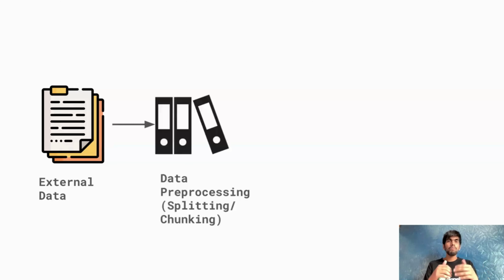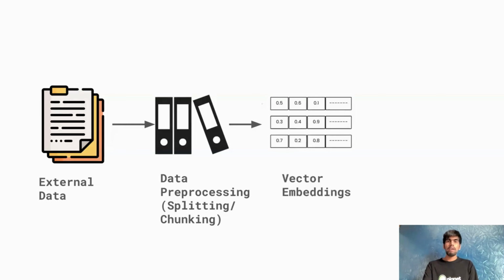This is where we need to do data pre-processing, mainly text splitting, which is your chunking strategy. You can't pass the entire document into a large language model. You need to pass the specific context. This is where having a smaller chunk will help. And once you have your chunk, it is still in text. You need to convert that into an embedding, which is your vector form.